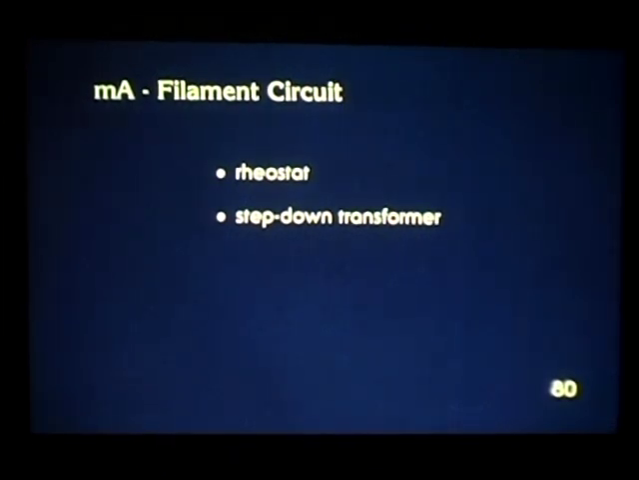The mA is determined primarily by the components in the filament circuit. The rheostat is a variable resistor that controls the amount of current that reaches the step-down transformer. The step-down transformer, utilizing a fixed turns ratio, steps down or decreases voltage and steps up or increases current.